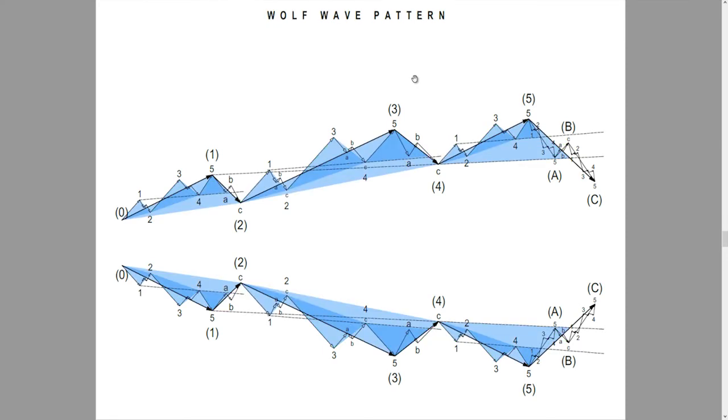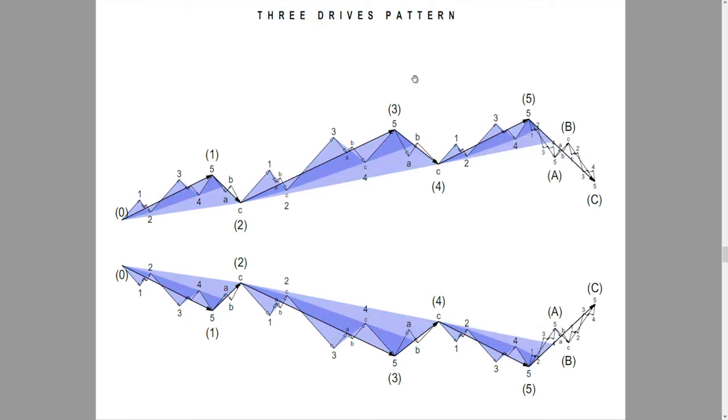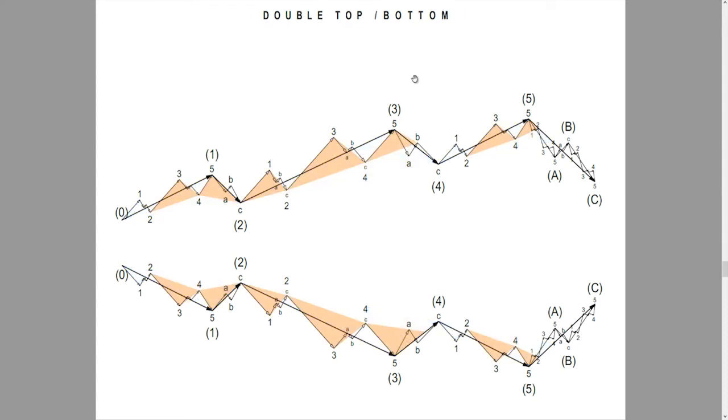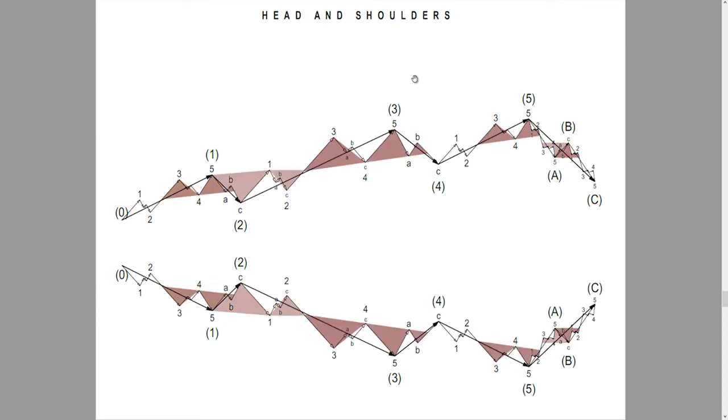And the wolf pattern is quite interesting. It gives you a precise time and place to exit the trade, a good target. The three drives also, double tops and triple tops, head and shoulders, and these are the tricky ones.